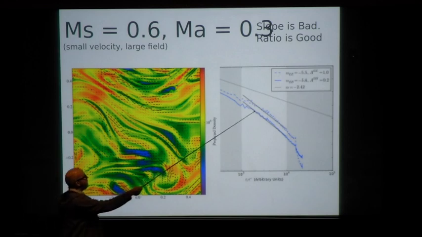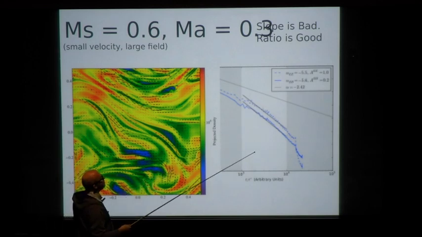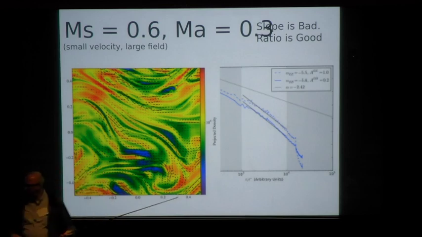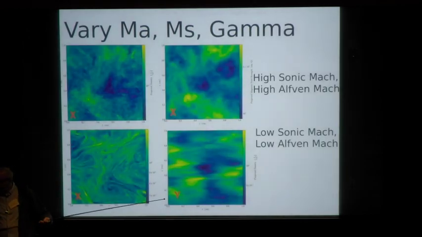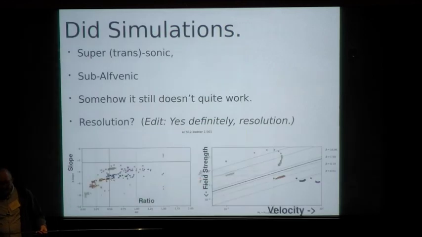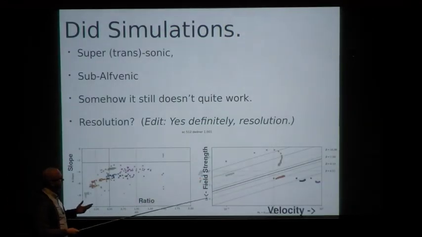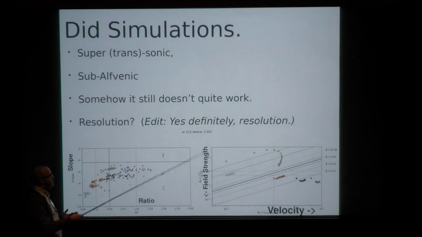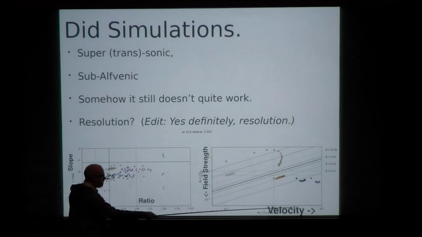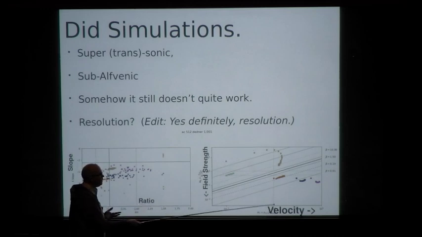We get the ratio right, but the slope is far too steep. So this ratio is a little high, but it's also the cheapest simulation that I could pull off. So we did a suite of simulations where we varied the sonic and Alfvén Mach number. This is a diagram that shows the Alfvén Mach number here and the sonic Mach number here. So this is a sonic Mach number of 1 and an Alfvén Mach number of 1.